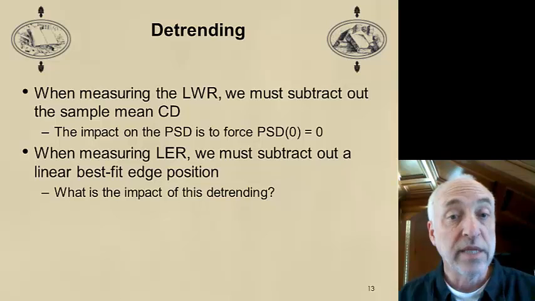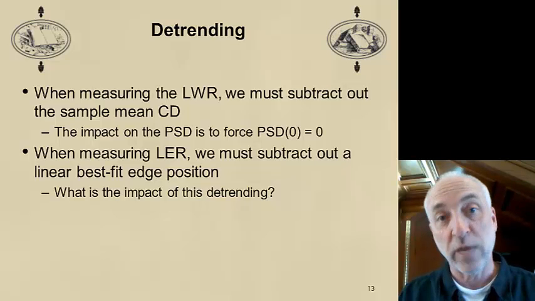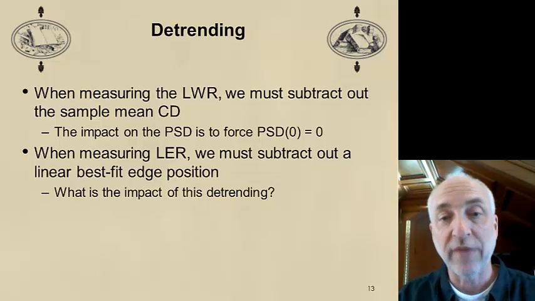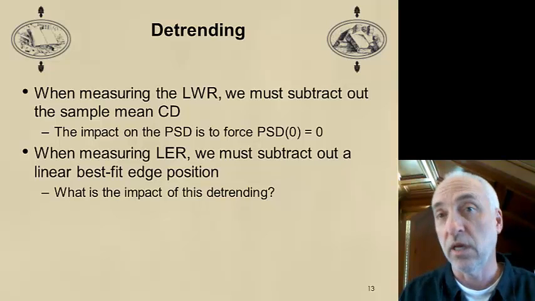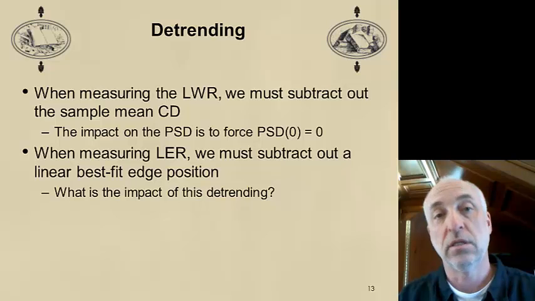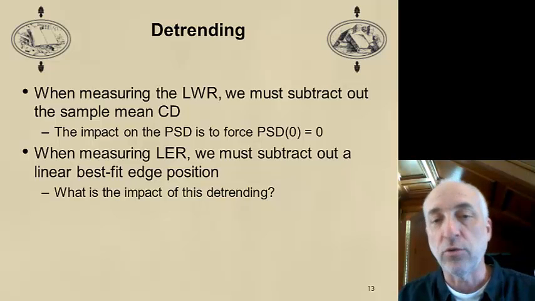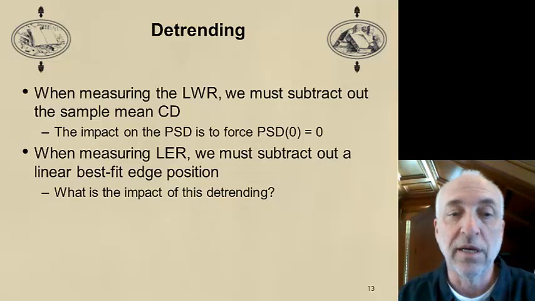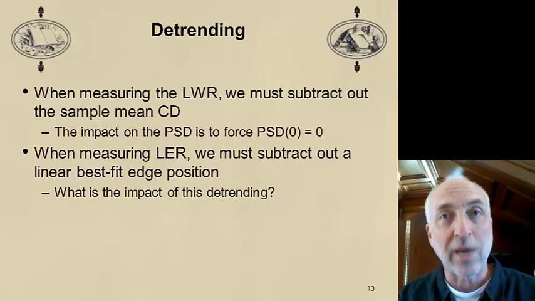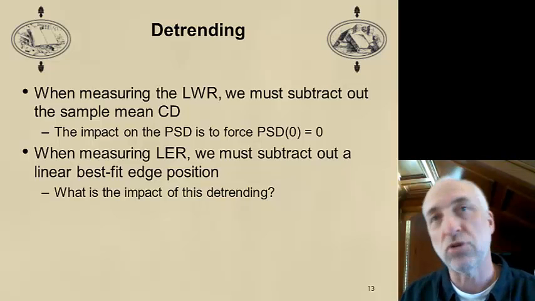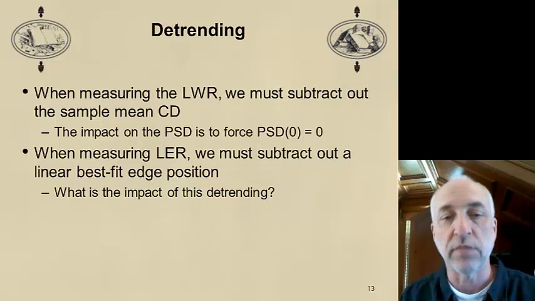Now when we measure the line edge roughness, we have to detrend even more. We have to subtract out a linear best fit edge position. Ideally, I might know where the true edge was supposed to be, and then I measure the actual edge compared to that true edge, but in reality I never know what the true or ideal edge position really was, so I estimate it by fitting a straight line through the data and then look at the deviation of the actual data from this best fit line.